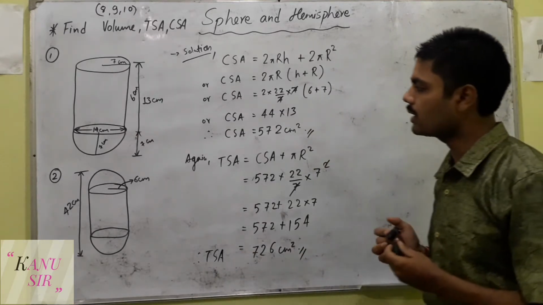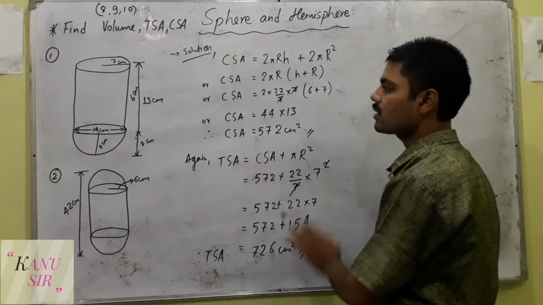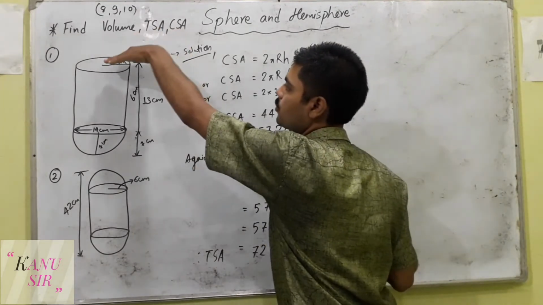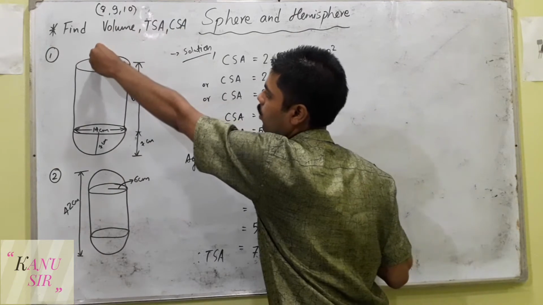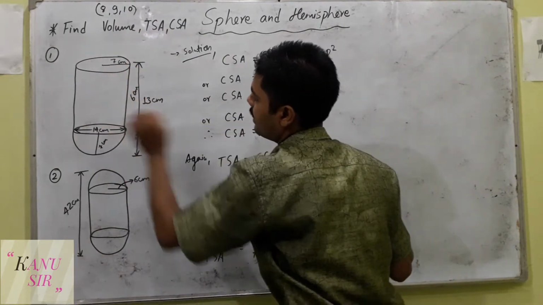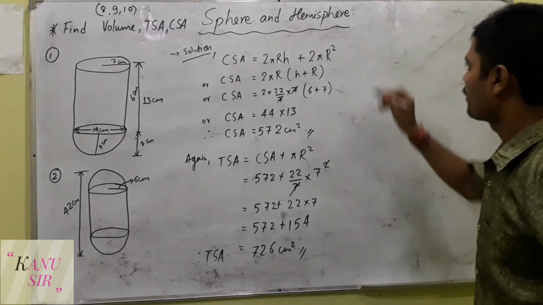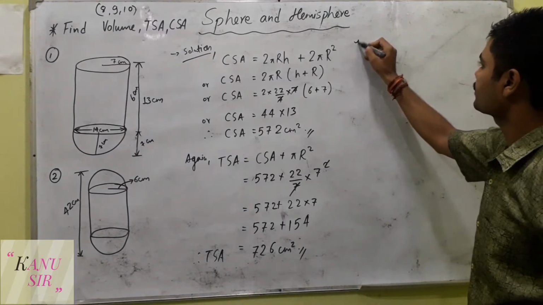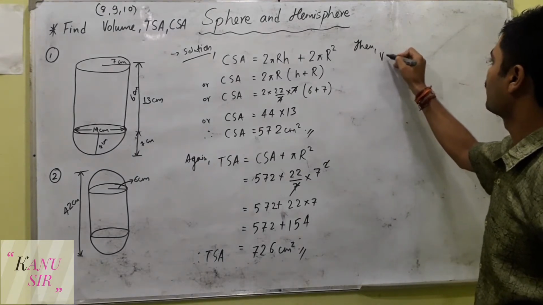So what do we come to know about the difference? The difference in total surface area is that we have to add one more extra, that is the opening part of the mixture of the cylinder and the hemisphere. Finally, we have to find the volume.